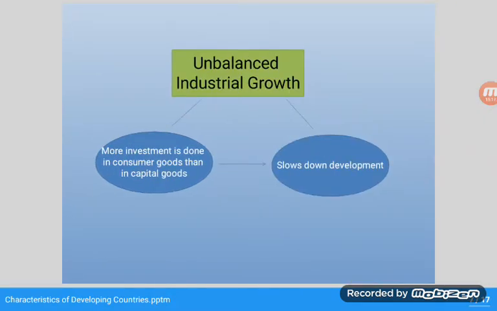Now, this is a simple point, that in developing countries there is unbalanced industrial growth. What is unbalanced industrial growth? When we want to accumulate capital, we need to have factories that create... okay, let me change my sentence. Unbalanced industrial growth means that more investment is done in consumer goods than in capital goods.